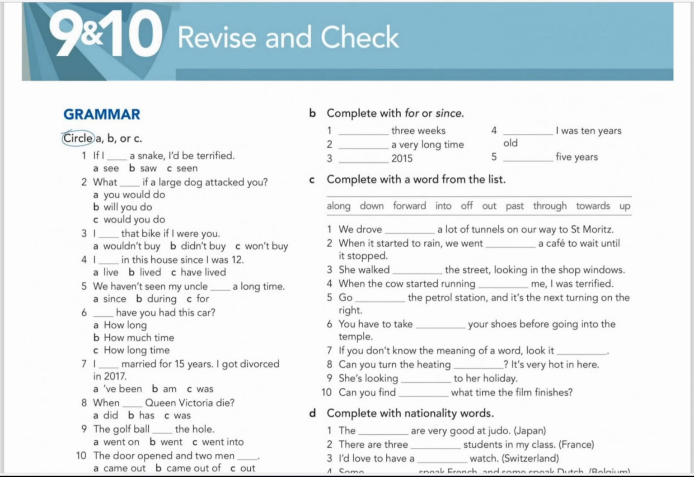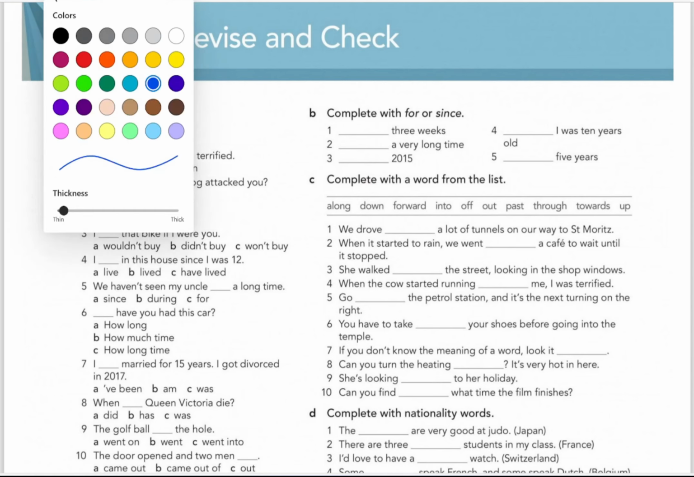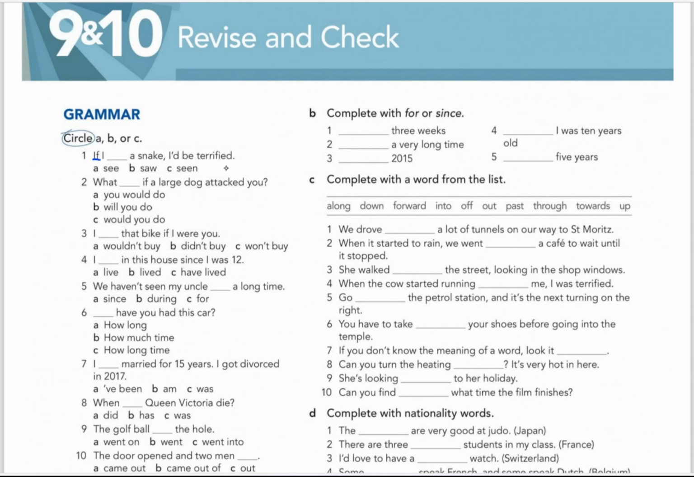And we have got here if, right? So if and we got would, that is second conditional, guys. That's definitely second conditional. So from the lessons that we've learned, we know that in the second conditional, in the if part, we must use past simple, right? So that will be B is the answer.